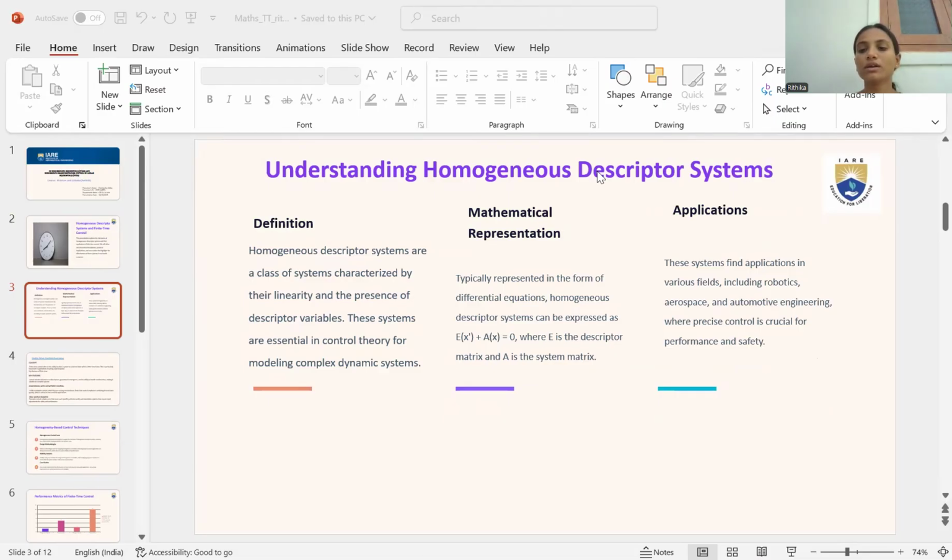Mathematical representation. Typically represented in the form of differential equations, homogeneous descriptors can be expressed as E x' plus A x equals 0, where E is the descriptor matrix and A is the system matrix. Applications. These systems find applications in various fields, including robotics, aerospace, and automotive engineering, where precise control is crucial for performance and safety.